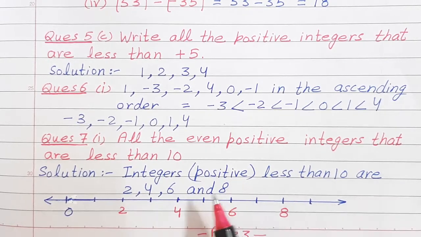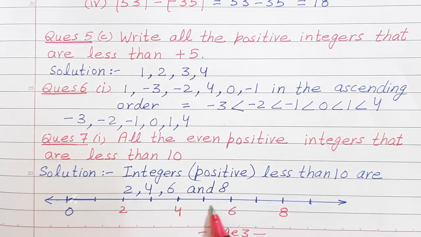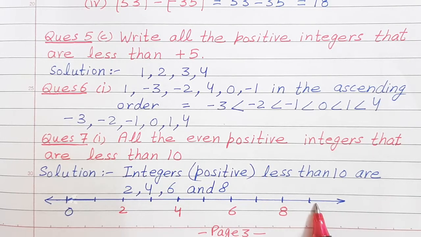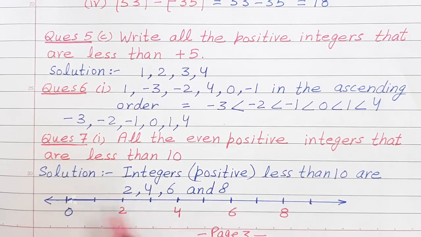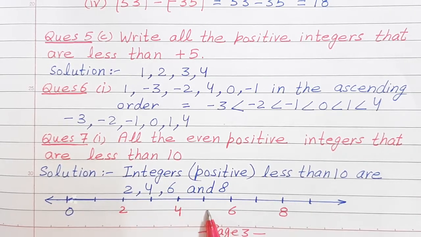Children, make sure the distance between all the numbers is equal. That is very, very important. And don't forget to put arrows on both sides since it is a number line. Right?